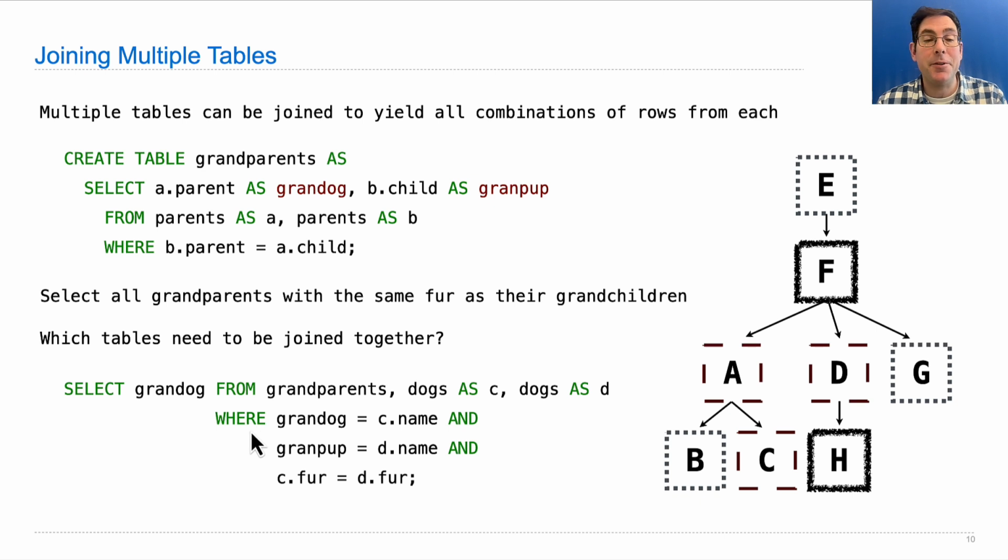And what you'll see emerge is a table of just Ellie, the grandparent of Ginger, and Finn, the grandparent of Hank, who are the 2 grandparents that share the same fur as one of their grandpups.